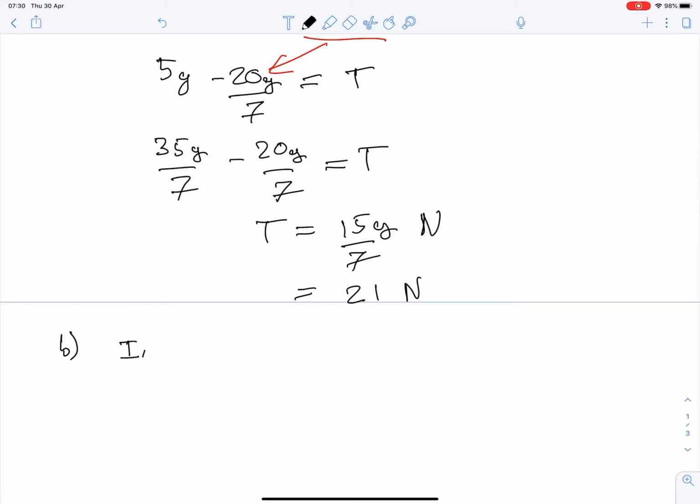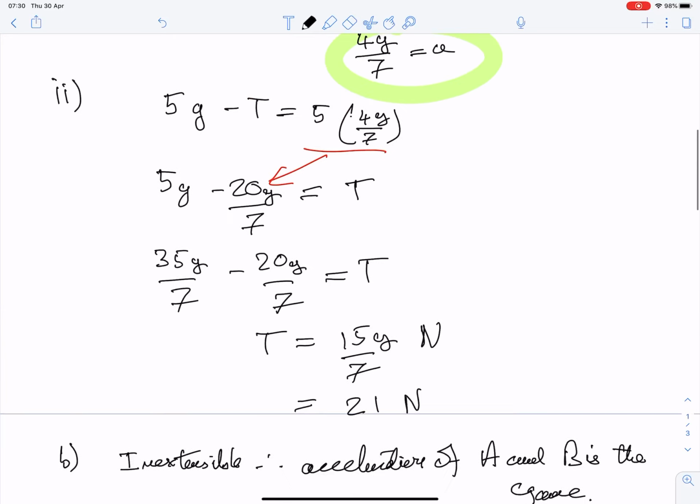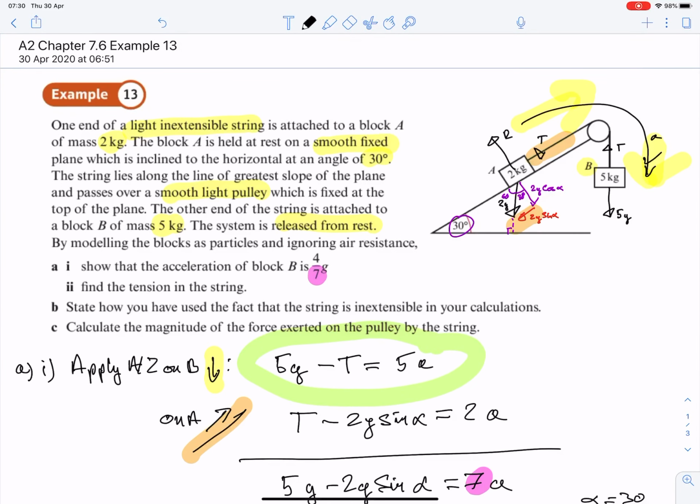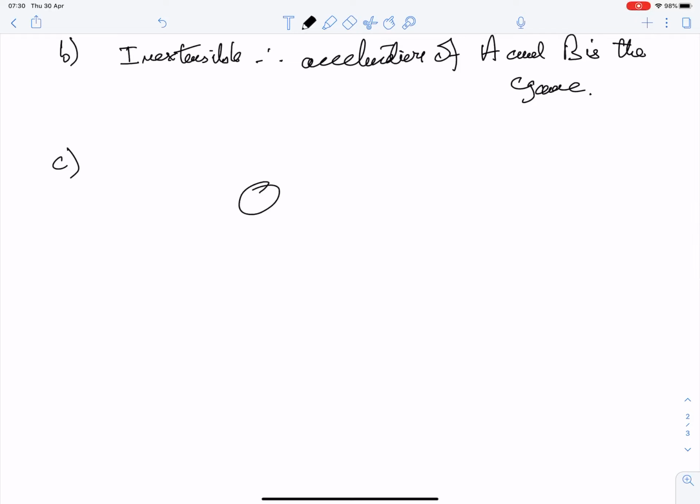Okay, and if you really want to tap that in a calculator, you'll get 147 over 7, which is 21 newtons. I think that comes out to be exactly. Okay, go back, read the question. Yes, we've answered that. State how you have used the fact that the string is inextensible in your calculations. Well, that's to make sure that the acceleration of A and B is the same.